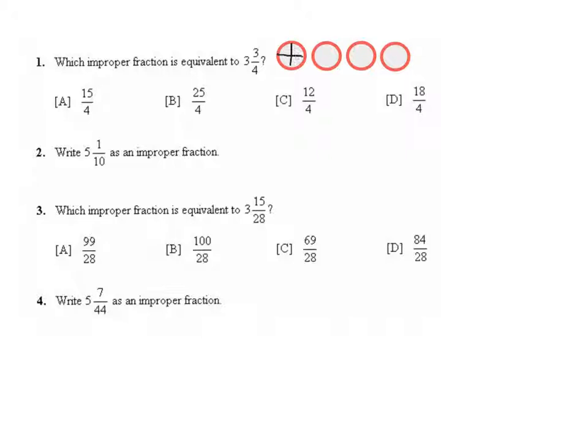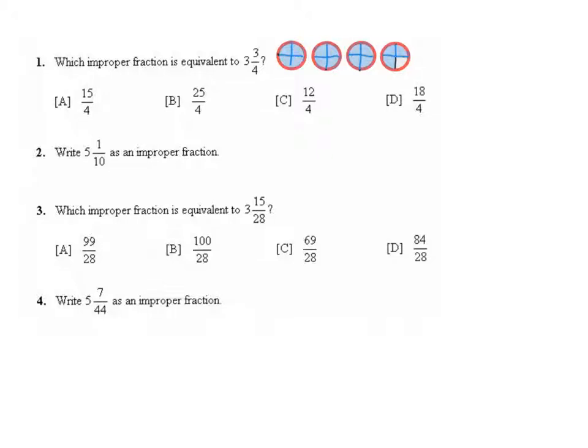I'm going to split each whole into fourths. And then I'm going to go ahead and shade 3 wholes. There's 1 whole, 2 wholes, 3 wholes, and then 3/4 of the last one. So there we go. So what I'm looking for is how many fourths 3 3/4 is equal to.